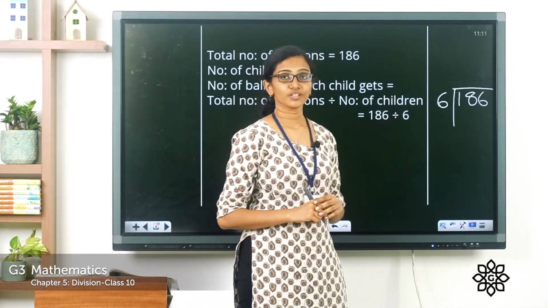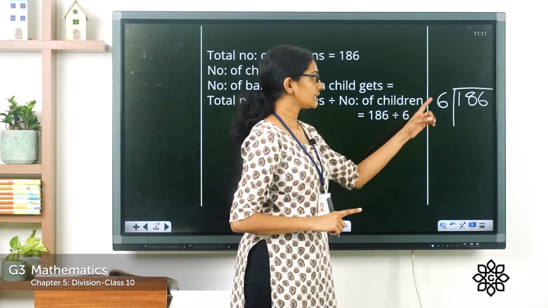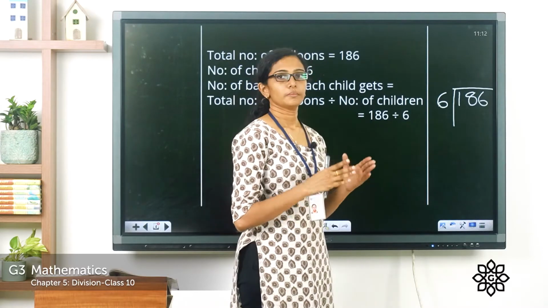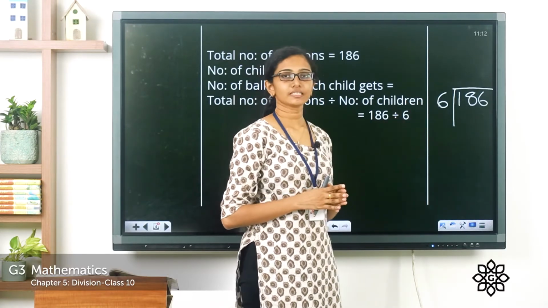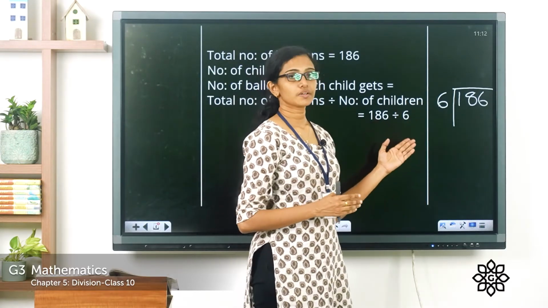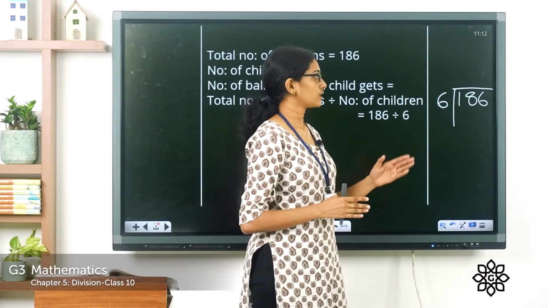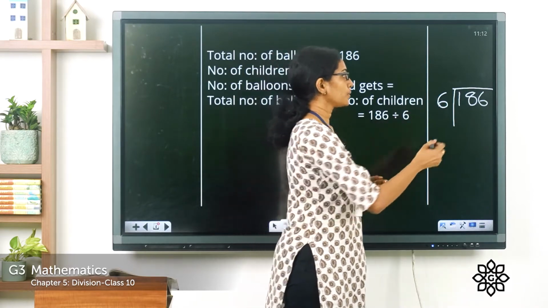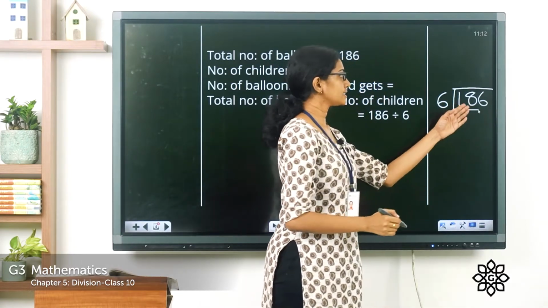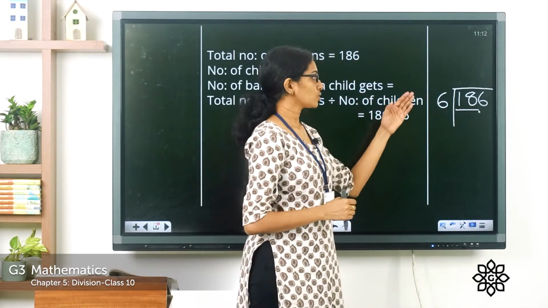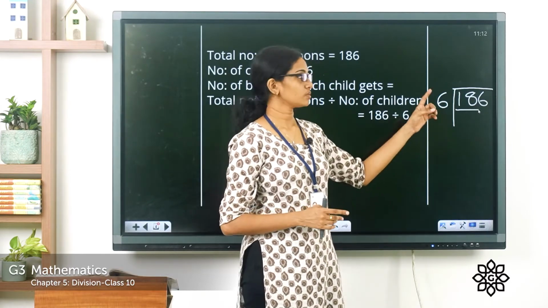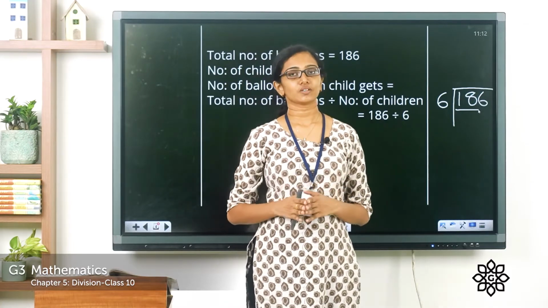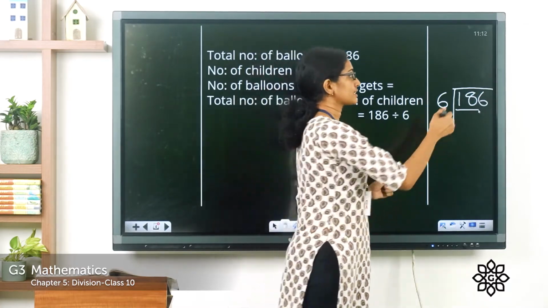Now, since we are going to divide with a one-digit number, let's see the first digit of the dividend, and that is 1. But can we do 1 divided by 6? No, right? So, let's consider the next digit of the dividend as well, which is the digit 8, the digit in the tens place. So, now we have to divide this 18 by 6. So, let's recite the table of the divisor, which is 6. 6 ones are 6, 6 twos are 12, 6 threes are 18. So, let's take 6 threes.